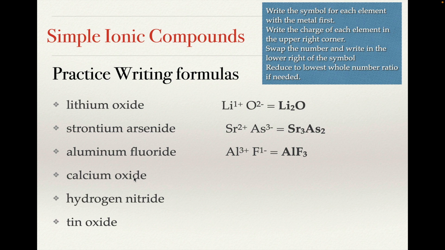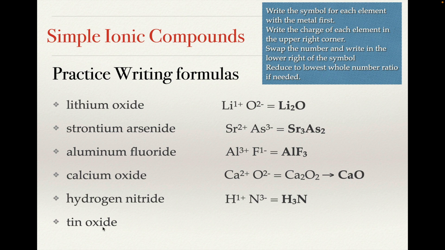Calcium's a 2+, oxygen's a 2-. So since they're both 2s, if we switch them, it's 2-to-2, which we have to reduce down to 1-to-1 to be correct. So make a note of that one. Hydrogen's a 1+, nitride is a 3-. So again, if we flip the charges, 3 goes over here, 1 goes there, it's H3N.